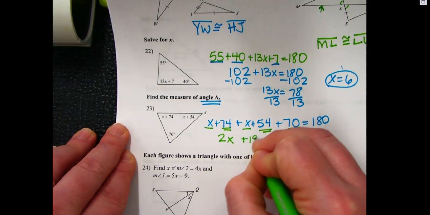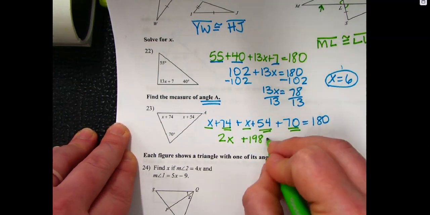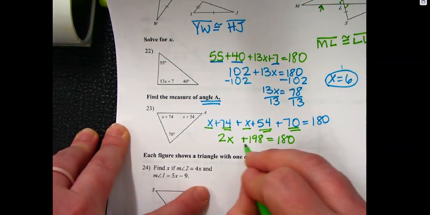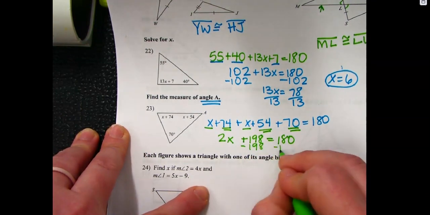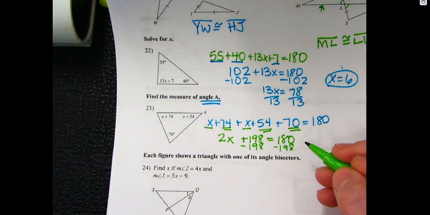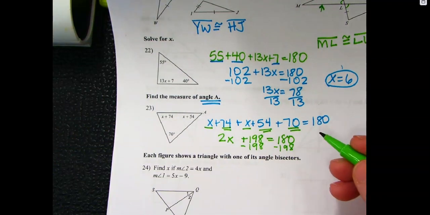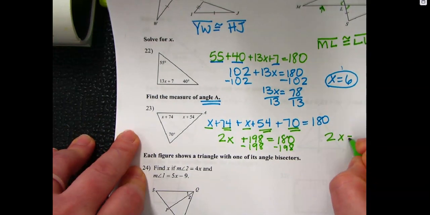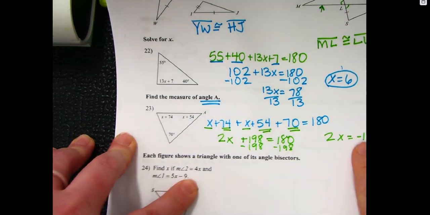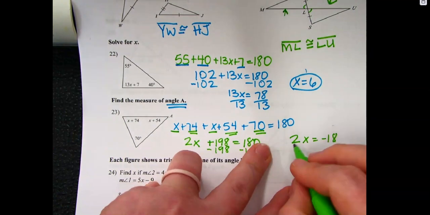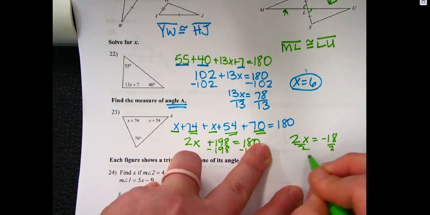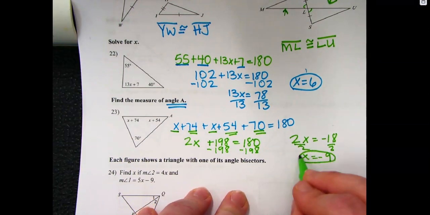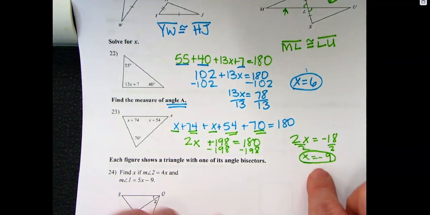And again, don't freak out. It's okay. All right, bring down the 180. I'm going to subtract that 198. So 180 minus 198 is negative 18. I'm going to write that over there. 2x equals negative 18. I divide by 2. x equals negative 9. Now, that's not the final answer. That's just the first part.